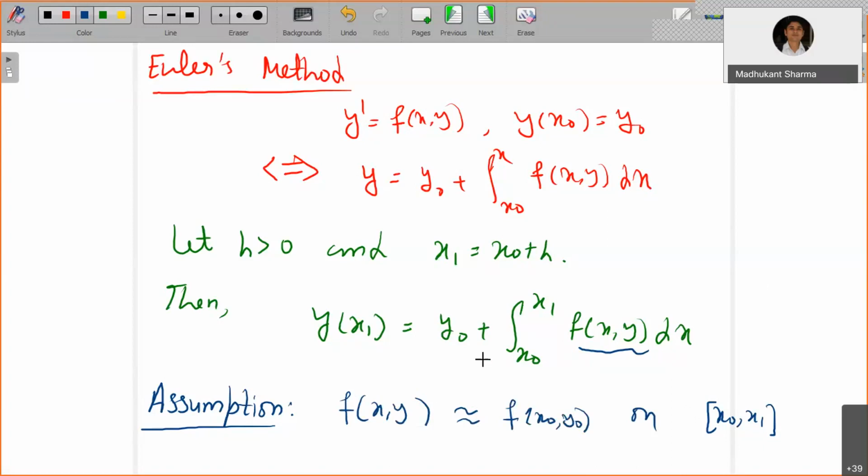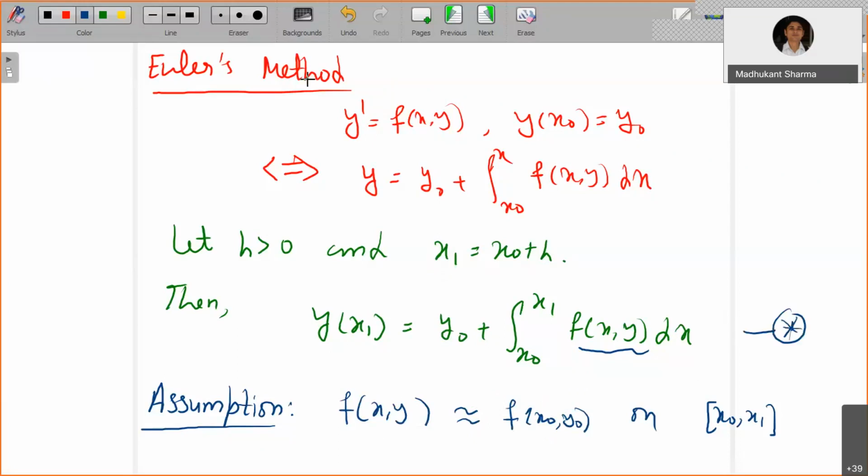Okay, so there are 2 points, x0 comma y0 and x1 comma y1. So f of x, y varies very slowly, so it can be approximated by the function at x0 comma y0, which is nothing but y dash at x0. If you recall, that's the slope strategy we have seen in the graphical method. So that's the assumption here on x0 to x1. Then we will have this equation, call it star.